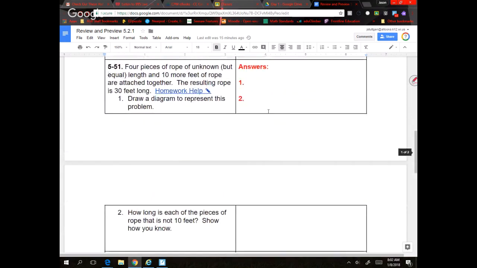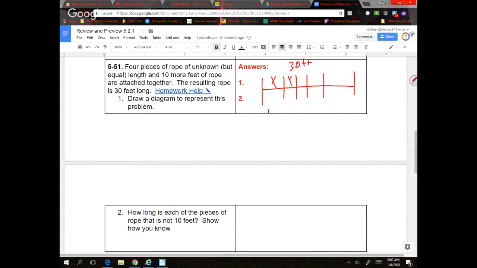Next one, we had problems similar to this last week. We have a rope, and we know it's 30 feet long, and this you could draw in Google Drawings. We know there are 4 sections, 1, 2, 3, 4, and we don't know how long they are, so I'm going to call them X. They're something long, and then it tells us there's one section that is 10 feet. Okay, so there's my drawing.